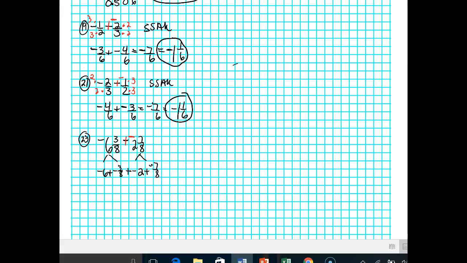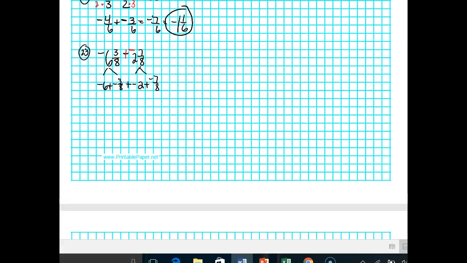Let's use the commutative property of addition and reorganize stuff. So we'll have negative 6 plus negative 2, and then plus negative 3/8 plus negative 7/8. Makes sense. This part right here becomes negative 8. This part right here becomes negative 10 over 8. We should simplify this part, obviously, into a mixed number, because 8 goes into 10.